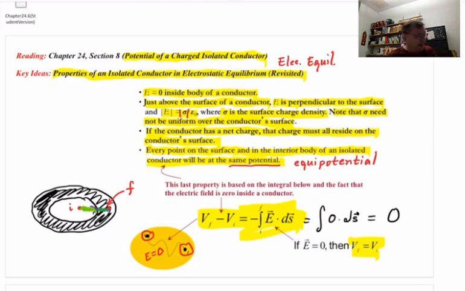I'm assuming that the hollow region is empty or not charged. There could be something in there, but it has no charge. So let's go straight to practicing with that concept.